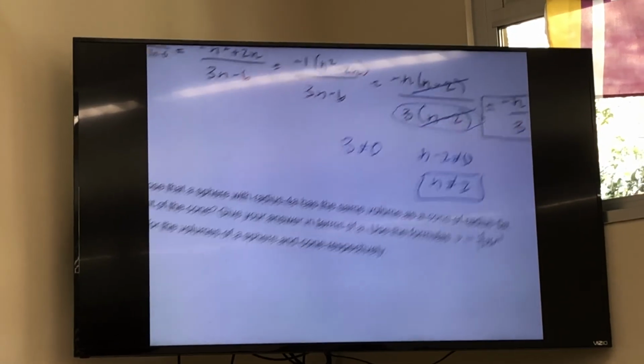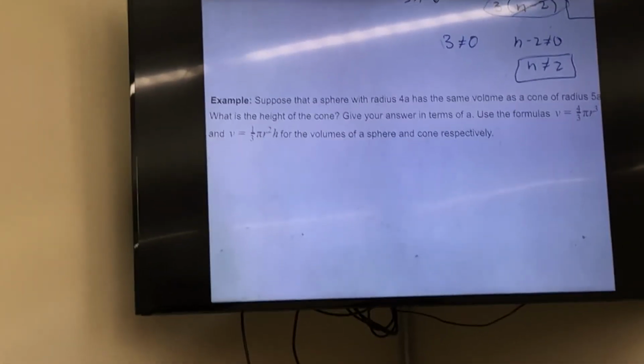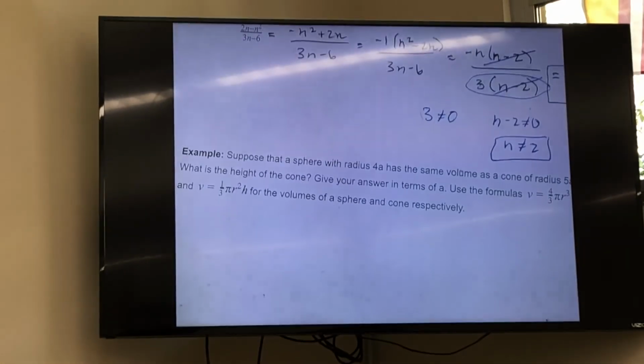Nice. All right, here's the Mac Daddy word problem. We're going to power through this together. Try and follow the steps as I go along, and you will be successful on the homework. We can do it. All right.